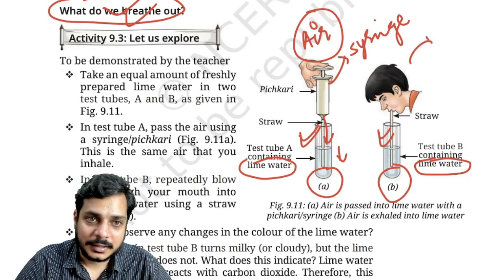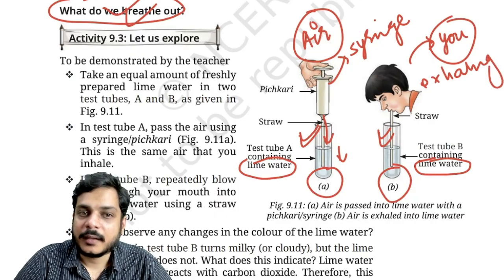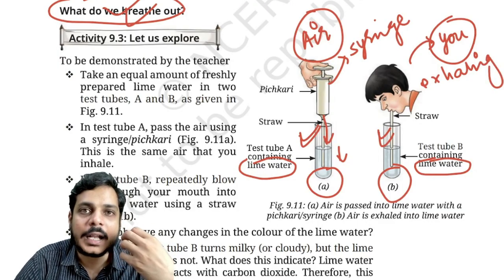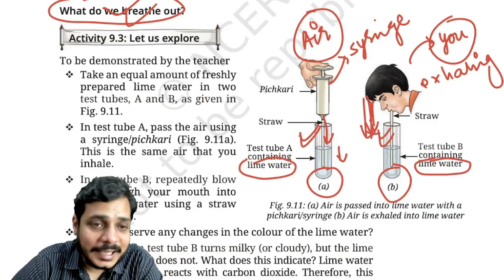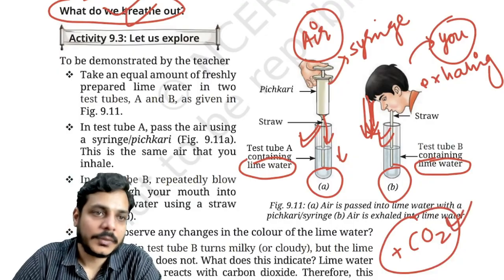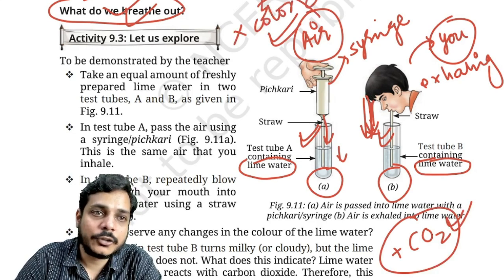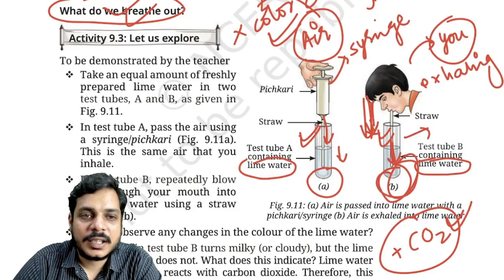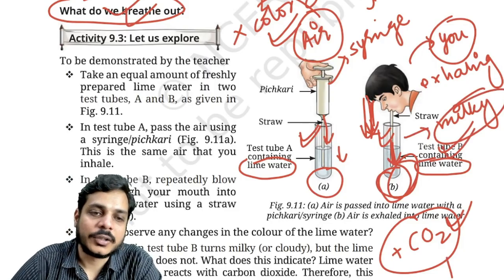Now there is another person. This can be you. What you are doing is exhaling the air that you breathed in. You have taken the breath, inhaled, and now you exhale it into this lime solution. Lime water, on interaction with carbon dioxide, will turn milky. So in test tube A, you will find that there is no color change. However, in test tube B, as you exhale, you will find that this lime water changes into milky color, because there is a higher concentration of CO2.